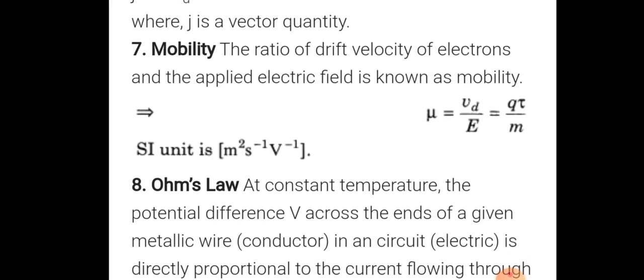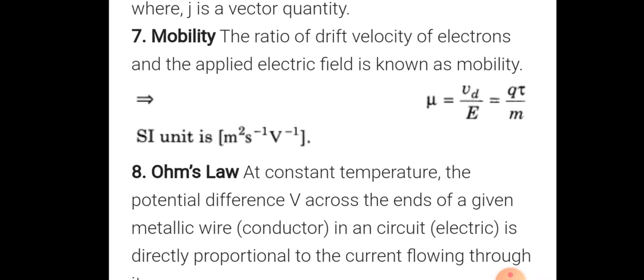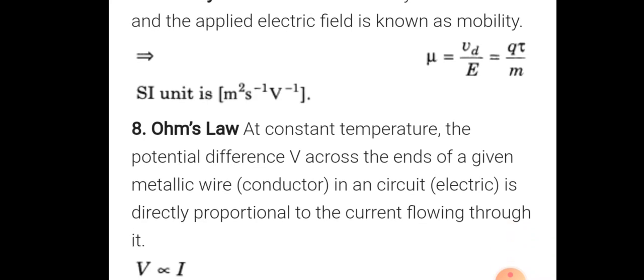Mobility: the ratio of the drift velocity of an electron and the applied electric field is known as the mobility. Mu equals Vd upon E equals q tau upon m. The SI unit is meter square per second per volt.